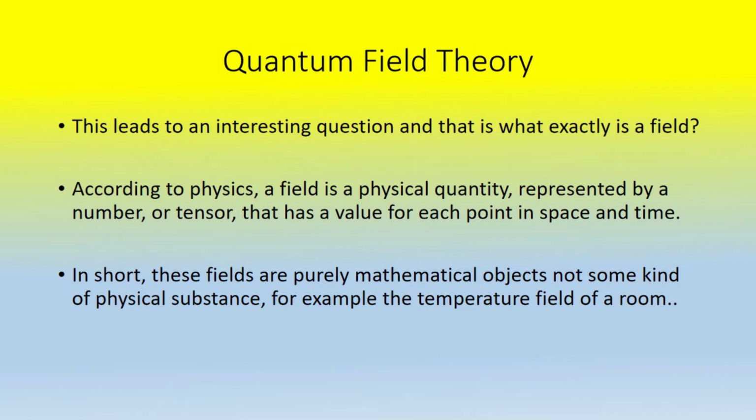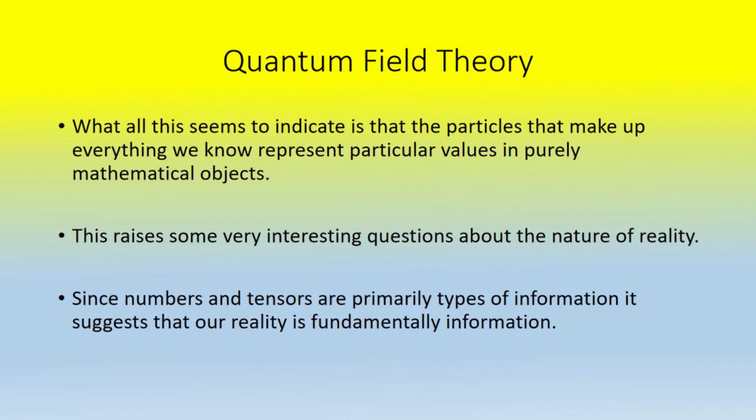According to physics, a field is a physical quantity represented by a number or tensor that has a value in each point of space and time. In short, fields are mathematical objects, not some kind of physical substance. For example, the temperature field of a room consists of the temperature values at every point in the room. What all this seems to indicate is that the particles that make up everything we know represent particular values in purely mathematical objects. This raises a very interesting question about the nature of reality. Since numbers and tensors are primarily types of information, it suggests that our reality is fundamentally information.